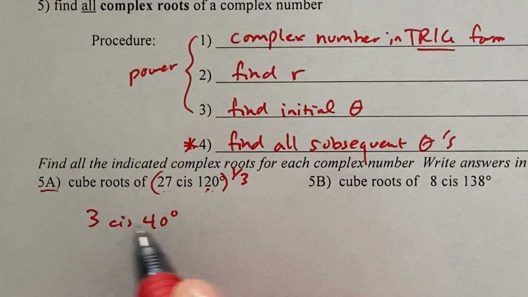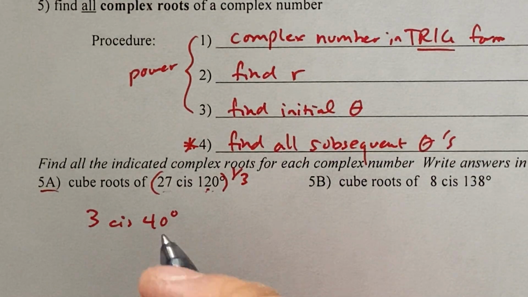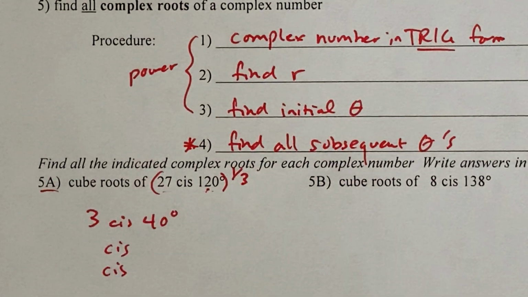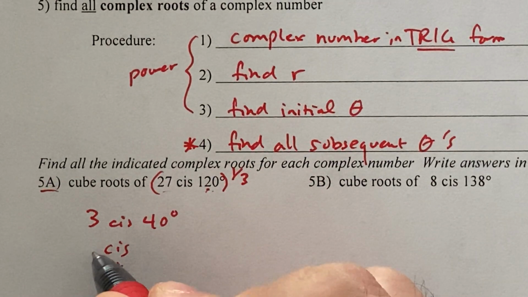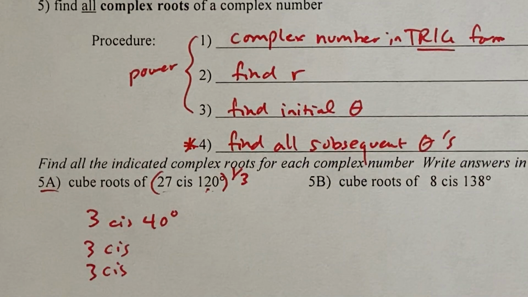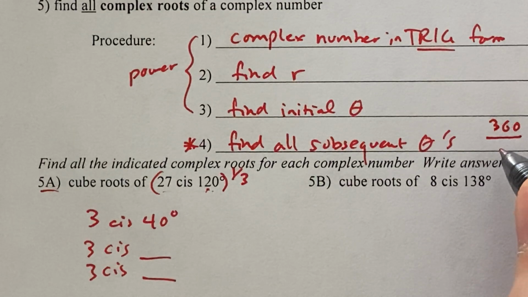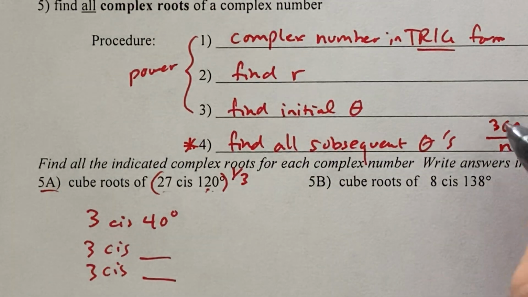So I found one of the answers, okay? But there are actually 2 more answers, so I'm going to set them up. The r for those is exactly the same. The trick is, how do you find these last 2 angles? Simple. All you have to do is take 360 degrees and divide it by whatever that nth root is, and that will give you your incremental value.